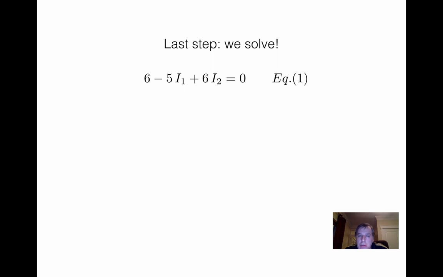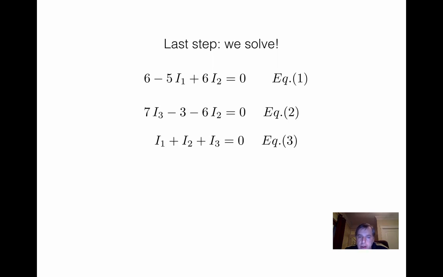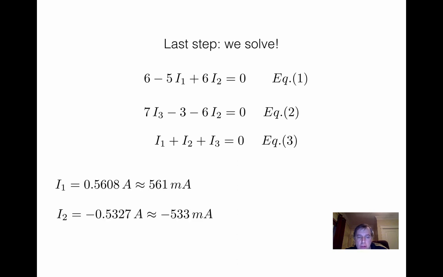This is my first equation from the first loop, from the second loop, from the third equation. You have 3 equations, 3 unknowns, then it's just algebra. You solve, and you'll find that the solutions are given by this: I1 is 0.5608 amps, which I can now round off to 3 sig figs and convert to milliamps. It's just a nicer number, but I could leave it in amps. So that's I1. I2 comes out to be minus 533 milliamps, negative. I3 is minus 28.0 milliamps.